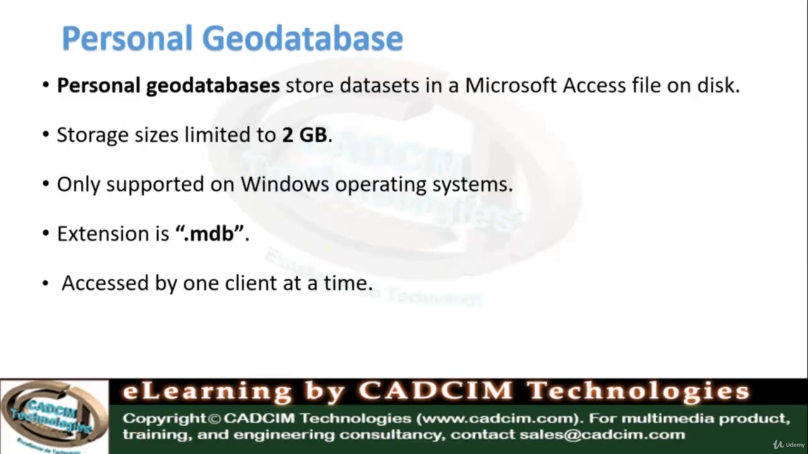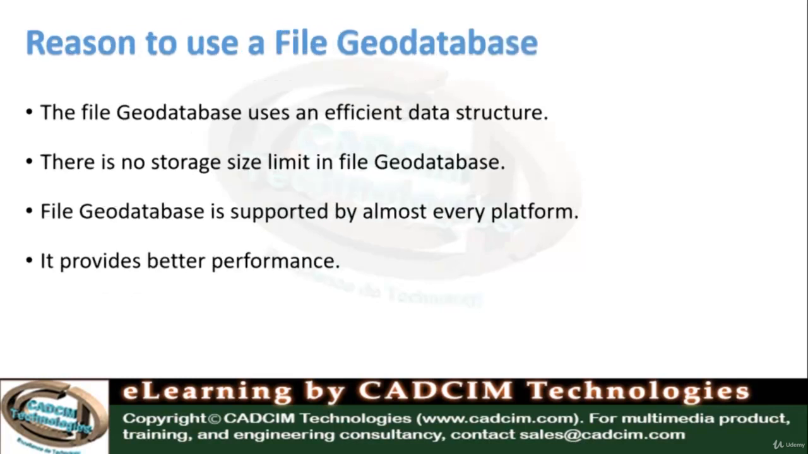Now let's understand the second type of geodatabase, that is personal geodatabase. Personal geodatabase stores dataset in a Microsoft Access file on disk. The storage size of personal geodatabase is effectively limited to 2 GB for the entire geodatabase and is only supported by Windows operating system. The extension of the file is .mdb. Personal geodatabase can be accessed by one client at a time.